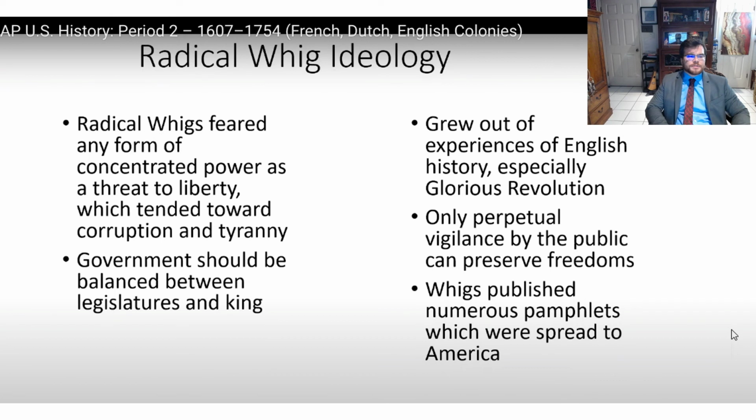Radical Whig ideology. Okay, so the Whigs, they're going to be for individual rights. The Whig Party, they don't want concentrated power. They want liberty, because if there's concentrated power, you can have corruption. Absolute power corrupts absolutely, right? They don't want tyranny. They don't want a dictatorship. So there should be a balance between the representative branch, the legislature, and the king and the central executive branch, for instance.